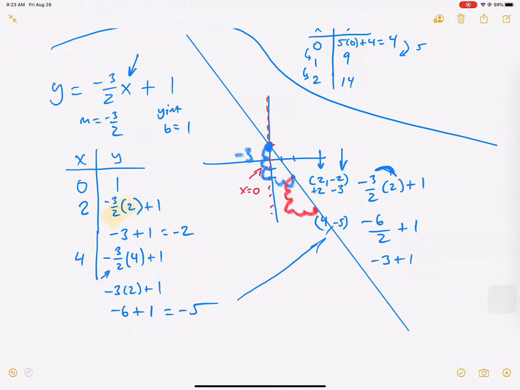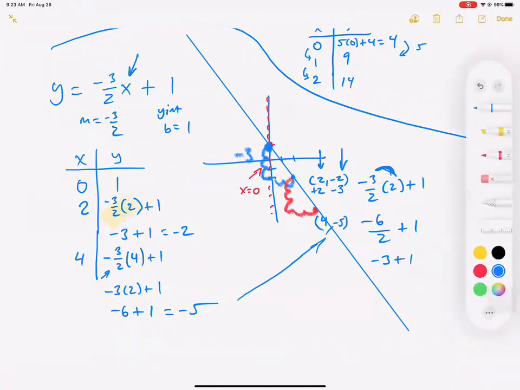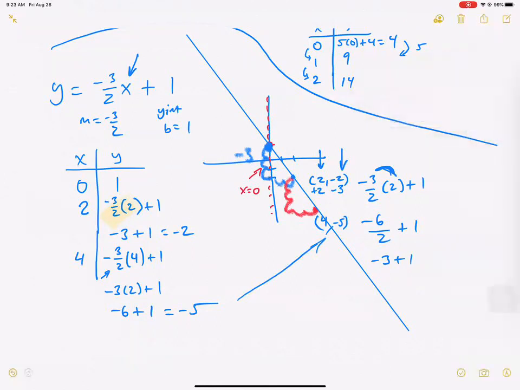Let's do one more fancy way. Show you guys one more fancy way. If we know our start value is 0, start here. Remember, we said my run is plus 2, my rise is minus 3. Rise over run, negative 3, right? Okay, so here we go.